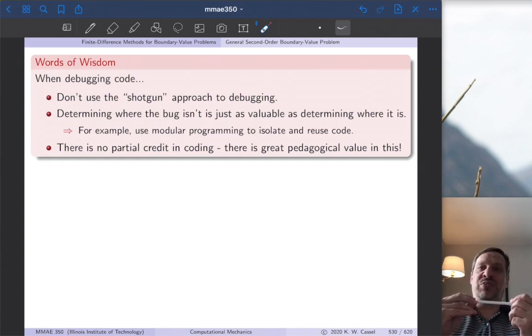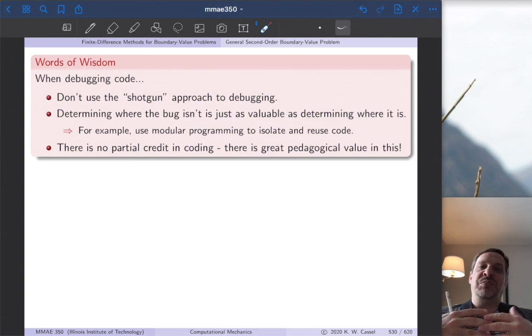So the shotgun approach to debugging is you program it, you hit the run button, you don't get the right answer. So you just go in and you start changing stuff. Let me try this, let me try that, let me change this, let me change that. It rarely ever works. Your hope is that in a very short period of time, you can get the thing to work and you'll be done.